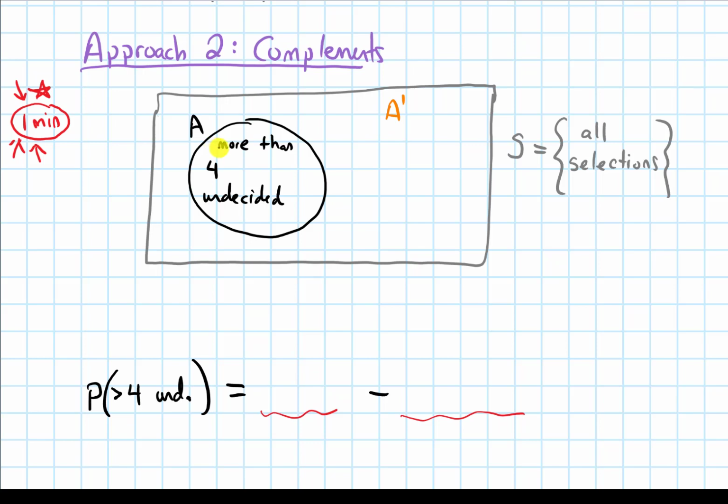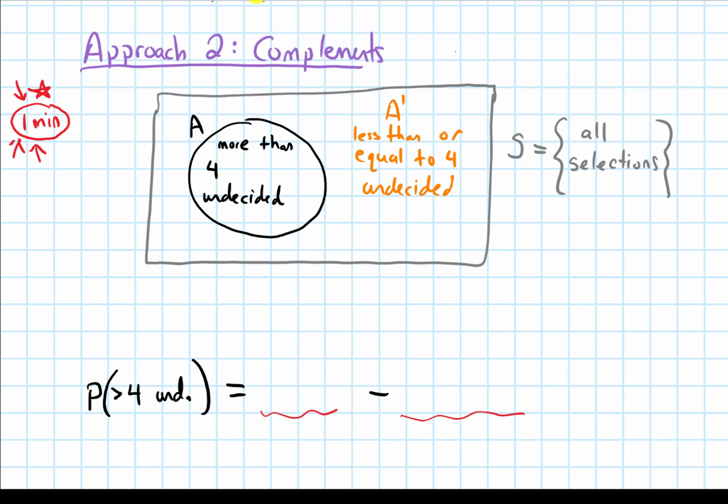And now let's use that to label what the complement would be. So a complement, well, what's the opposite of more than 4 undecided voters? This is where I need to be a little bit careful. It is less than or equal to 4 undecided.